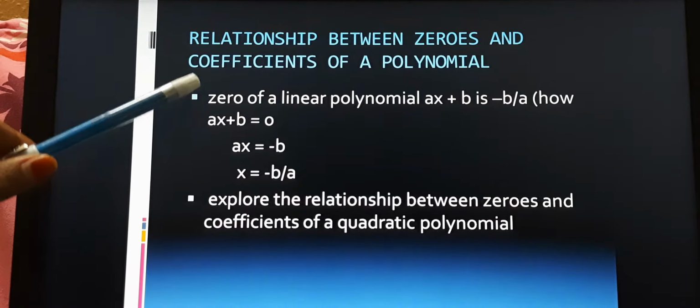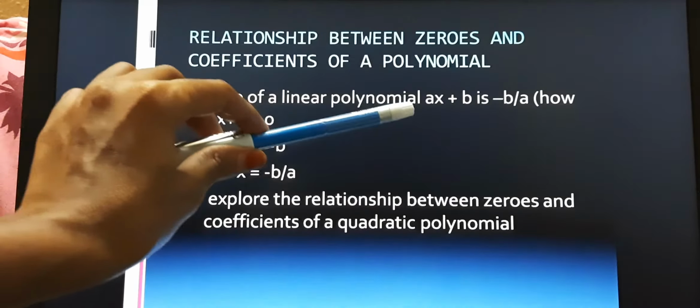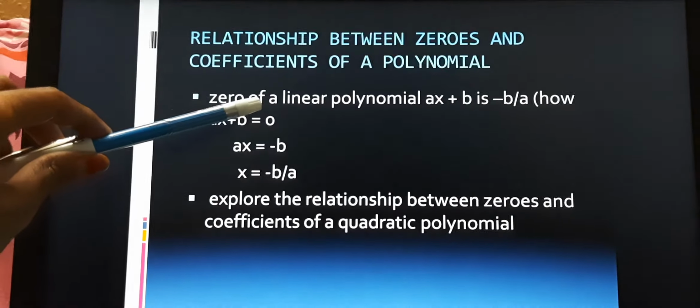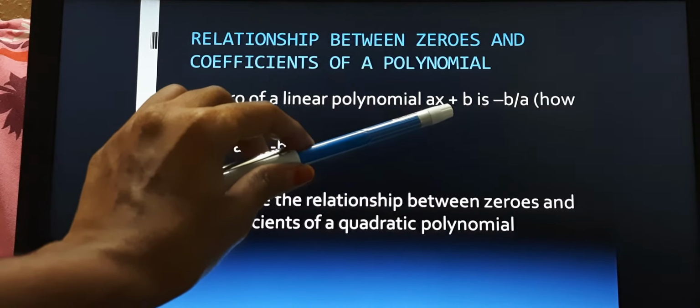Today we are going to learn the relationship between zeros and coefficients of a polynomial. Before going to the topic, let us remind one thing. The zero of the polynomial ax plus b. Zeros of the polynomial means the value we substitute so that it equals 0.